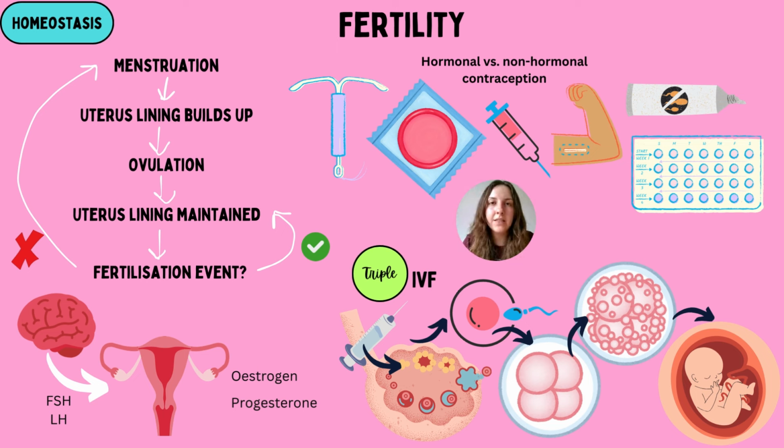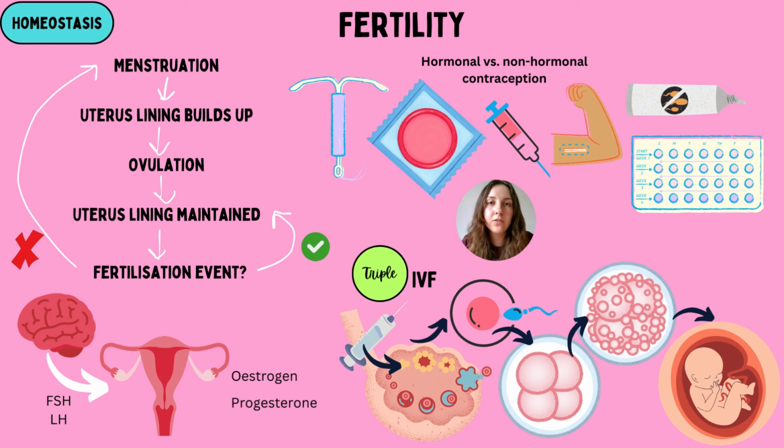Now, at this point, around day 14, there is a surge in LH or luteinizing hormone, and this is again released from the pituitary gland, and this causes what we know as ovulation. So an egg cell is released into the fallopian tubes, and as a result, a sperm cell can join it and meet to cause a fertilization event.